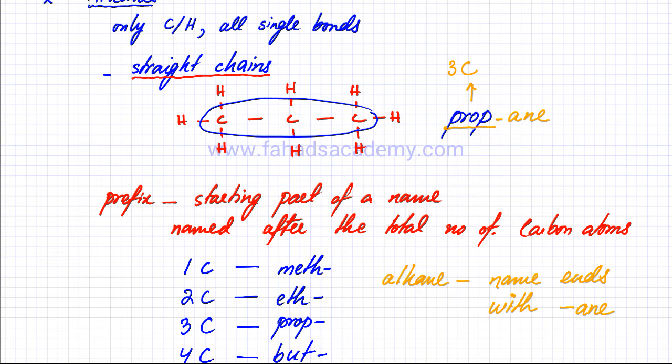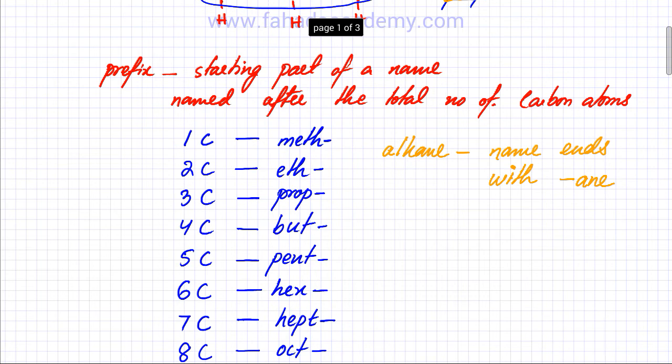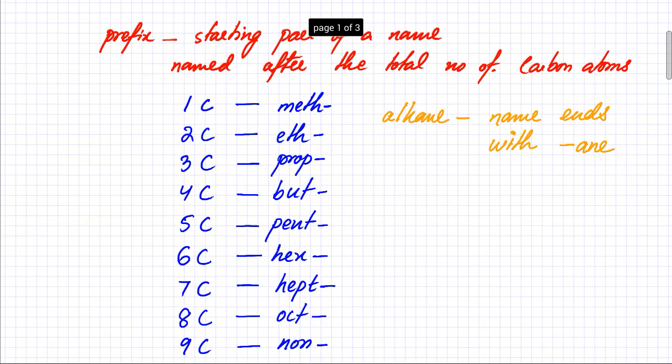Similarly, we can do more examples. It's pretty easy to name alkanes. We can do a few more examples. Let's say I have methane.